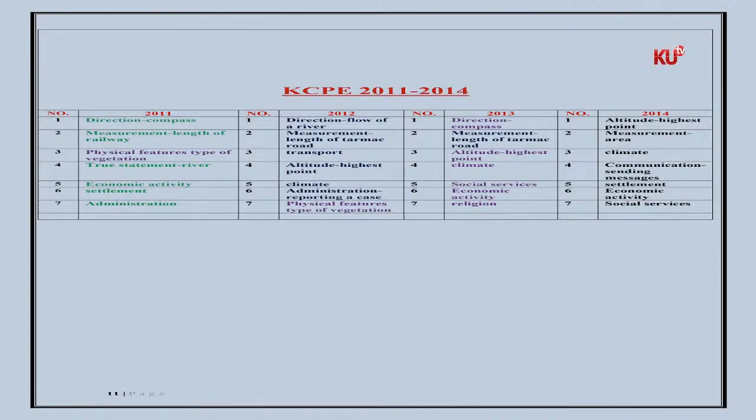Look at question 2, measurement, length of railway line. 2012, measurement, length of tarmac road. 2013, measurement, length of tarmac road. And then 2014, measurement, calculating area. Also, in the same table, I want you to look at economic activity. And if you check clearly, all the areas set in 2011 were repeated in 2012, 2013, and 2014.